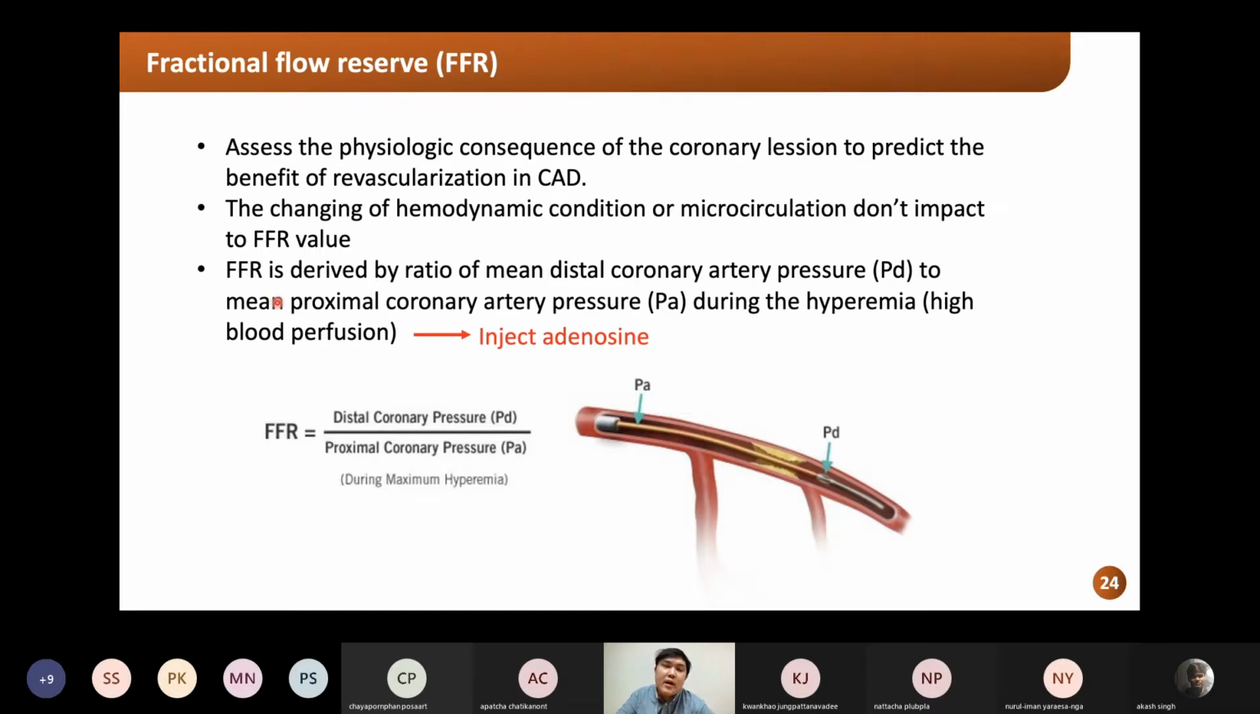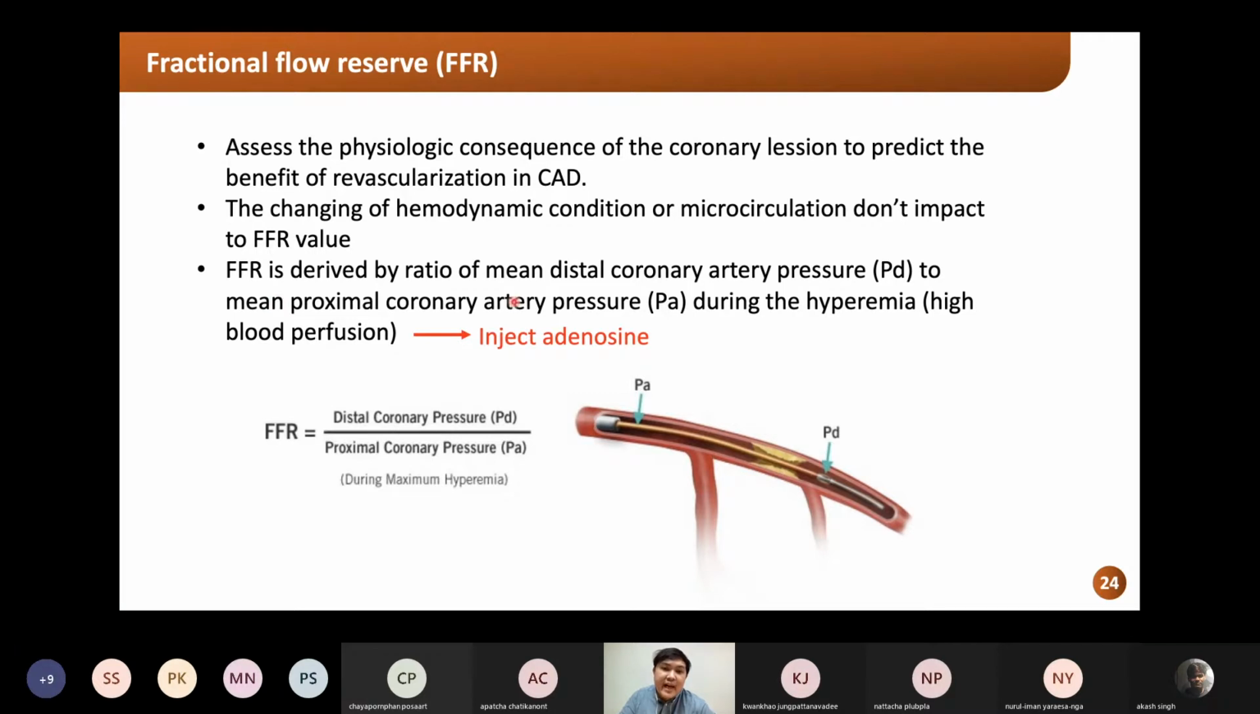The fact about fractional flow reserve is that the changing of hemodynamic condition of the heart and the microcirculation don't impact the FFR value, because FFR evaluates the perfusion of blood at hyperemia, or high blood perfusion, by using adenosine injection to induce the high blood perfusion across the lesion.